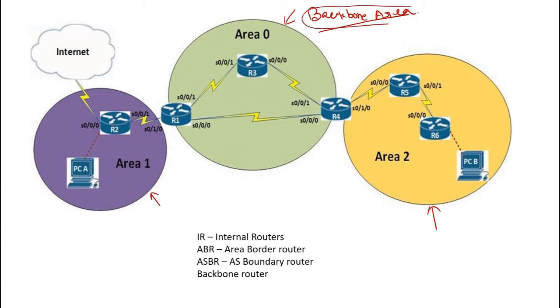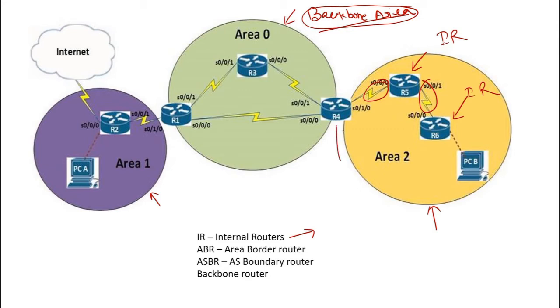If you don't have this area 0, you may not be running OSPF currently. In fact, your OSPF will not be working. Next are the IRs. IR stands for internal routers. Internal routers are the routers which belong to the same area. So suppose this is an area, then this will be an IR. And if you talk about this router, this is also an IR, because both its interfaces are in area 2.